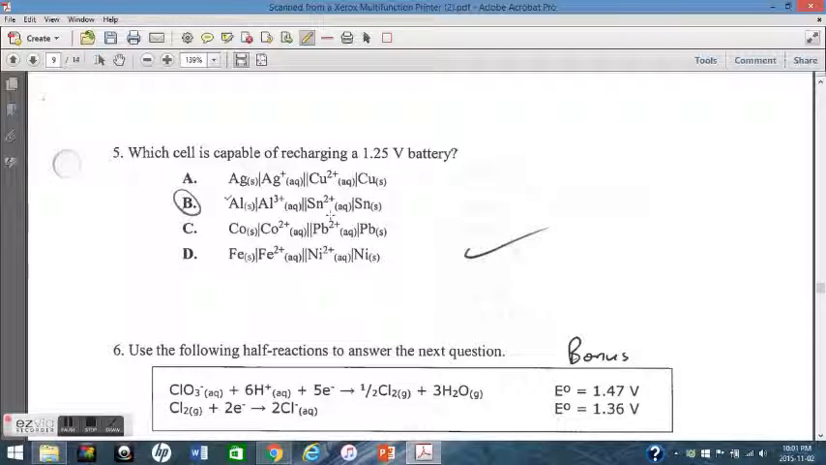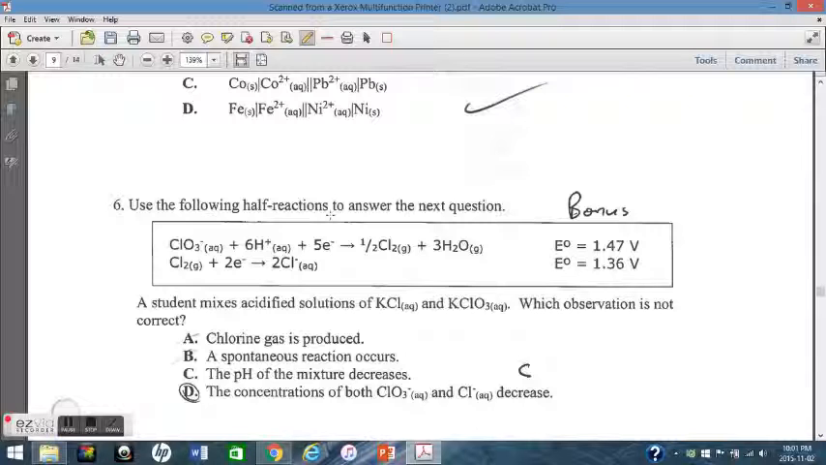Alright, so here it was just a matter of figuring out which of these actually gives more than 1.25 volts. Very well done.